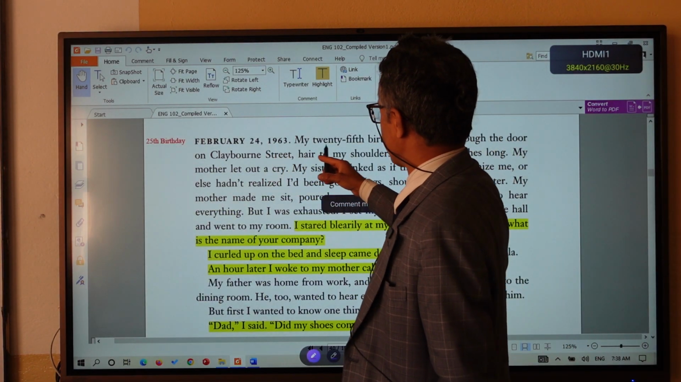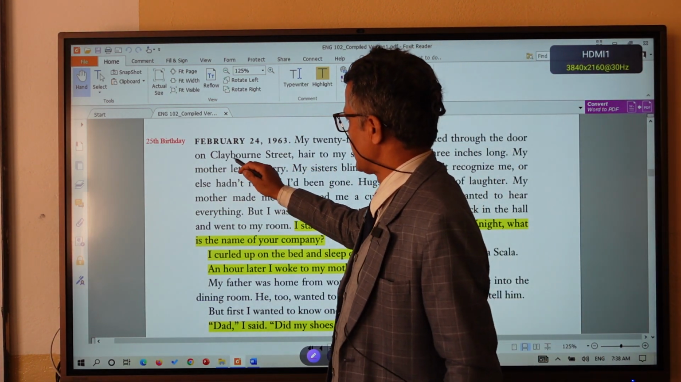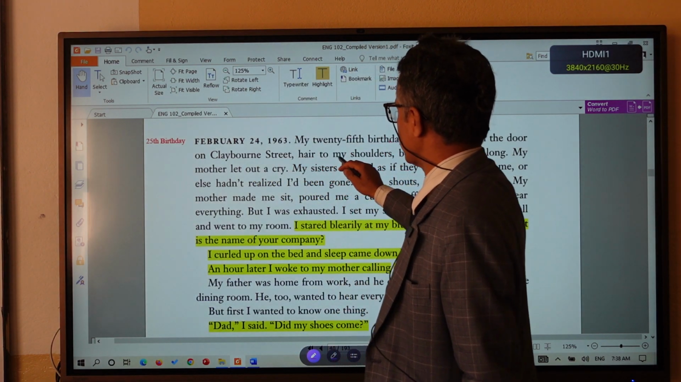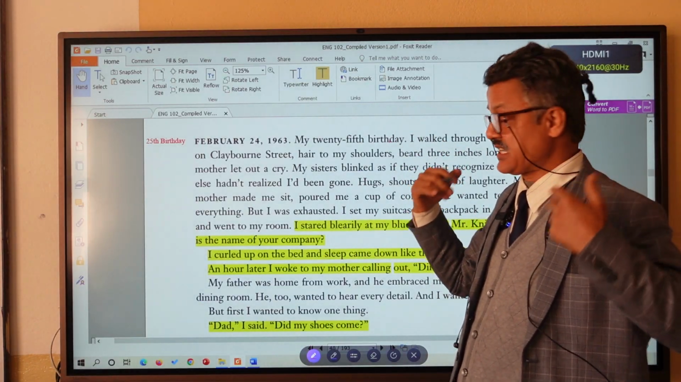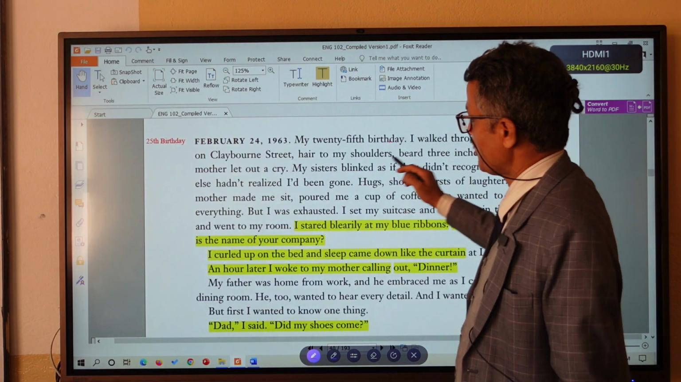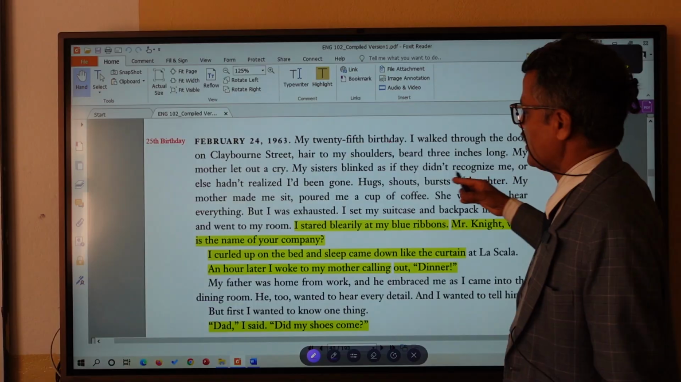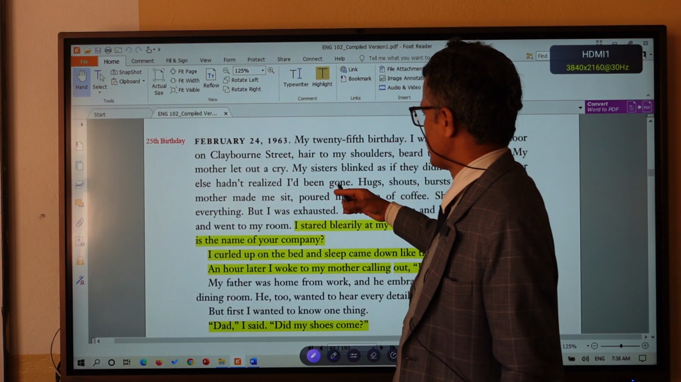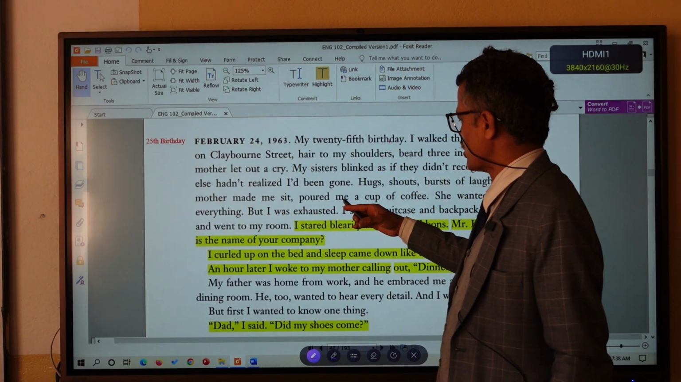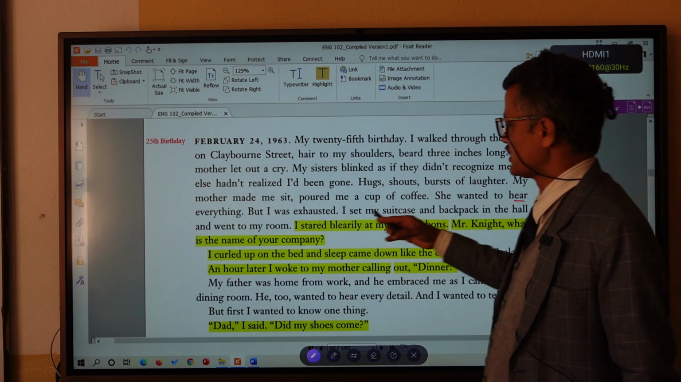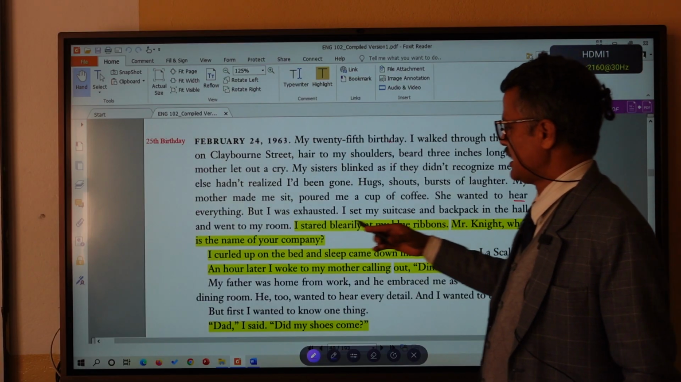February 24, 1963, my 25th birthday. I walked through the door on Claiborne Street, hair to my shoulders, long hair, one year. He has gone around the world. He has not trimmed his hair. Beard three inches long. My mother let out a cry. My sisters blinked as if they did not recognize me, or else hadn't realized I had been gone. Hugs, shouts, bursts of laughter. My mother made me sit, poured me a cup of coffee. She wanted to hear everything, but I was exhausted. I set my suitcase and backpack in the hall and went to my room.